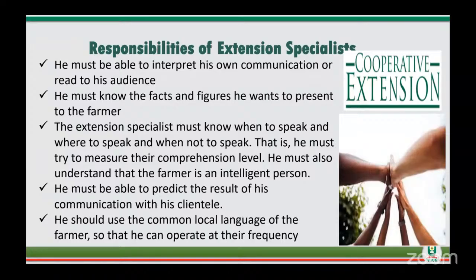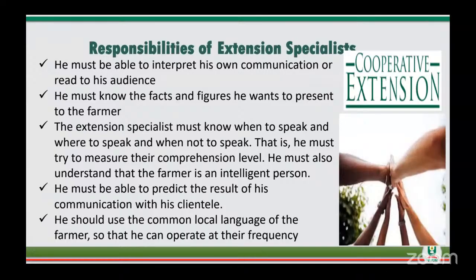The extension specialist must know when to speak and where to speak and when not to speak. That is, he must try to measure their conversation level. He must also understand that the farmer is an intelligent person, so he's not a child you can play around with. He must be able to predict the result of his communication with his clientele.